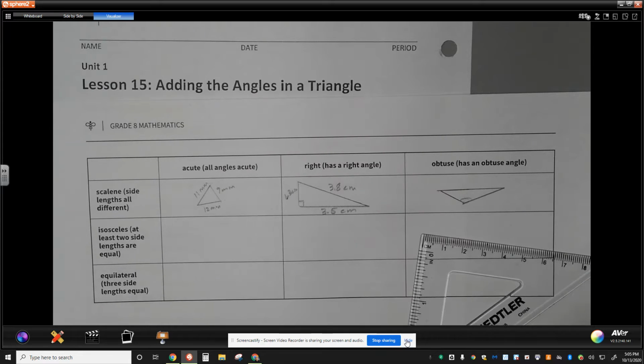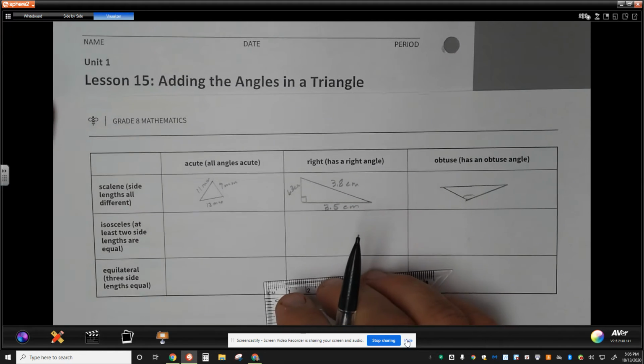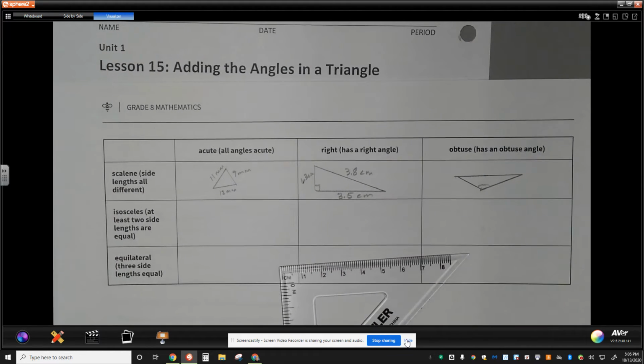Go ahead and give it a try. Make sure you're drawing those triangles in there, but make sure you draw your own. If you need to copy mine, that's totally fine as well. Next one, what is an isosceles triangle? Go ahead and answer the question.